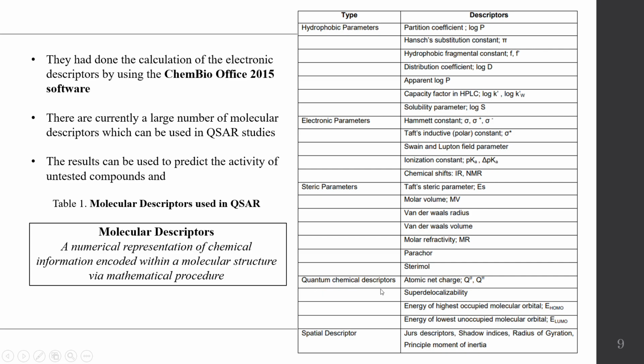Quantum chemical descriptors are atomic net charges Q sigma, Q pi, then superdelocalizability, energy of the highest occupied molecular orbital E HOMO, and energy of the lowest unoccupied molecular orbital E LUMO. Then special descriptors: Jurs descriptors, shadow indices, radius of gyration, and principal moment of inertia. Molecular descriptors we can define as a numerical representation of chemical information encoded within a molecular structure via mathematical parameters.